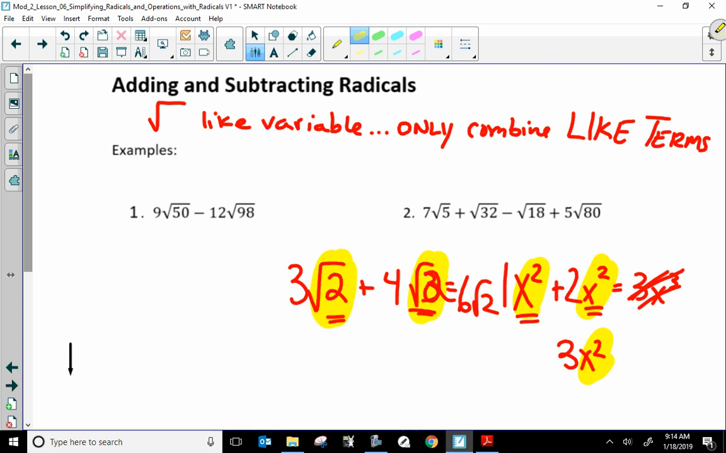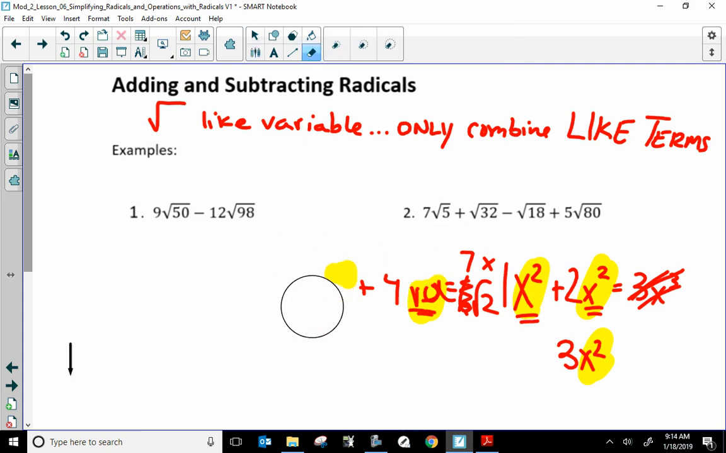So if you want, you can think of these kind of like a variable. What happens if I had 3x and 4x? I would have 7x, not 6x. I'm adding my 4 and my 3, not my 4 and my 2. So they need to be the same in order to combine them.